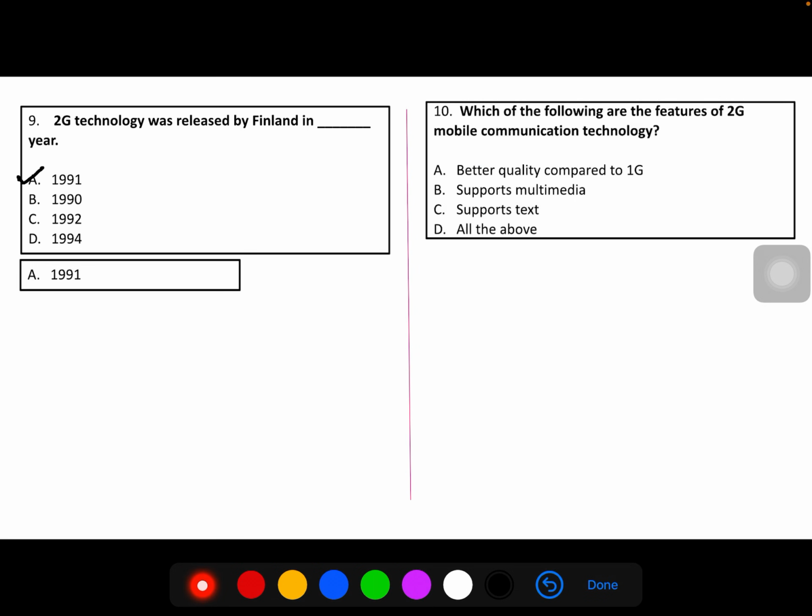Next question. Which of the following are the features of 2G mobile communication technology? Better quality compared to 1G, supports multimedia, supports text, or all of the above. The correct option is all of the above because in 2G or 2.5G, along with voice communication, internet web browsing was also included. That means the multimedia part was also included in 2.5G, which is a part of 2G only. So the correct option is all of the above.